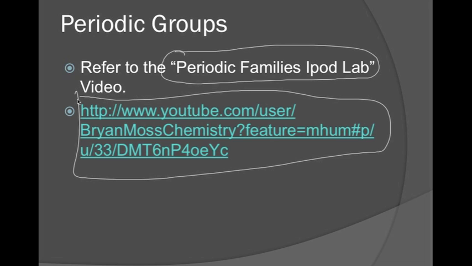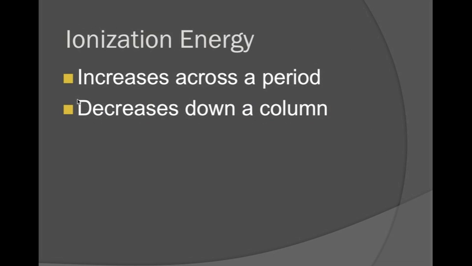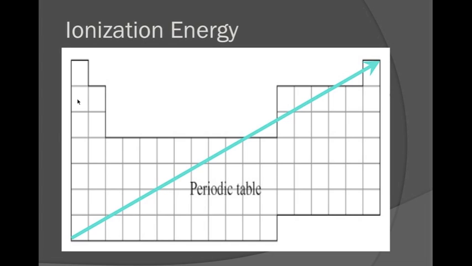Now, in looking at the periodic table, it does give us a lot of information. One thing it does is we can see trends on it, specifically ionization energy. We see that ionization energy increases across a period and decreases down a column. So basically, ionization energy increases as we get closer up to helium.